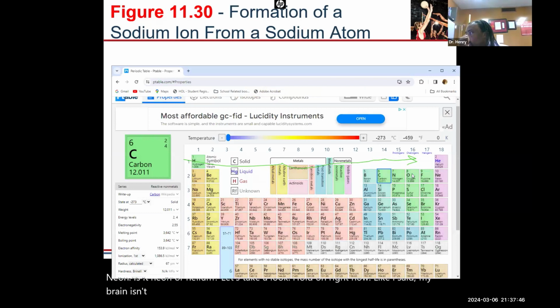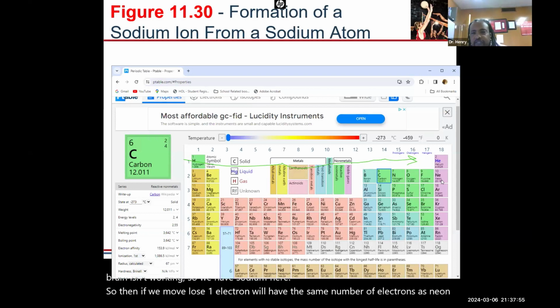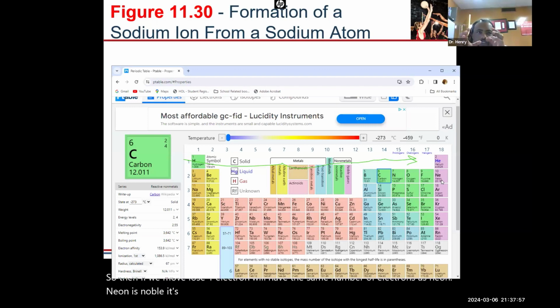So we have sodium here. If we lose one electron, we'll have the same number of electrons as neon. Neon is a noble gas. It's in a state that is stable, right? And since neon is stable, everybody wants to be like neon and all of the other noble gases. So sodium wants to be like neon. If it loses one electron, it can be like neon.